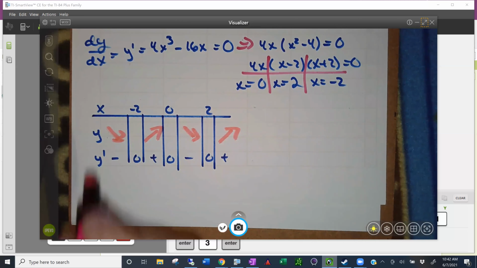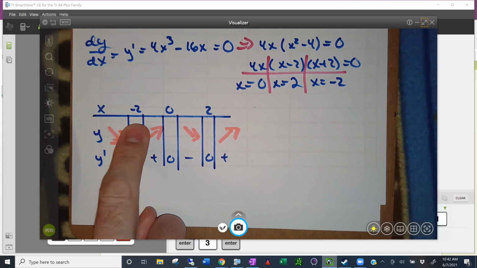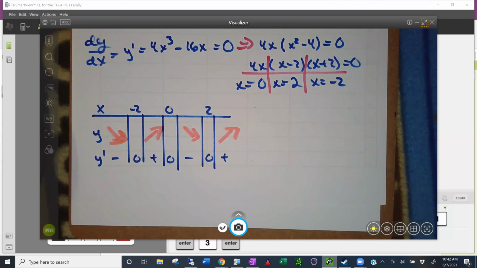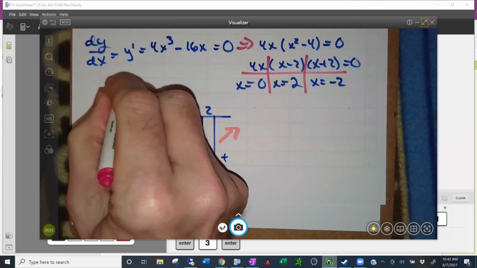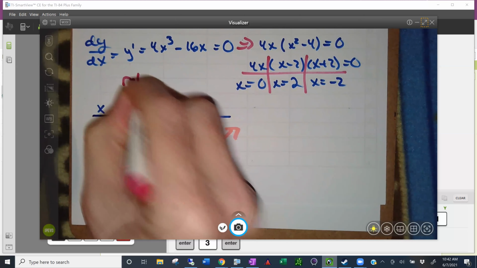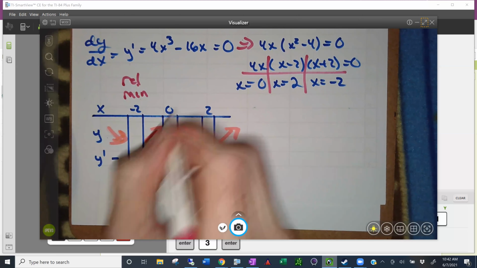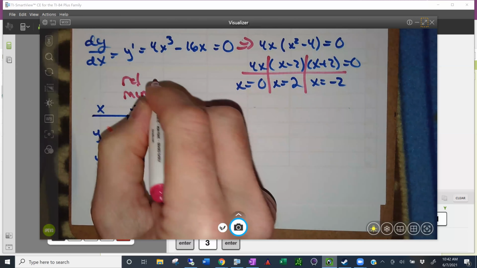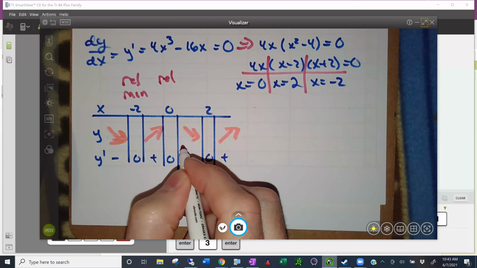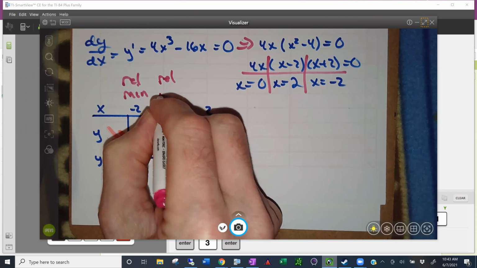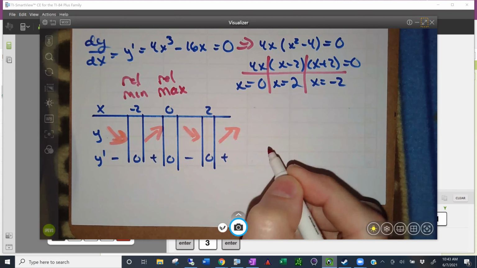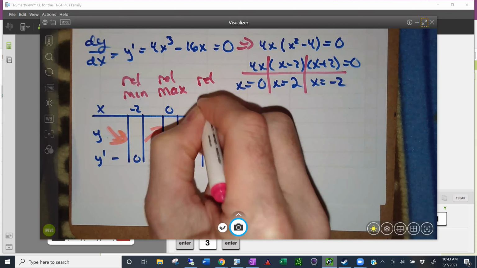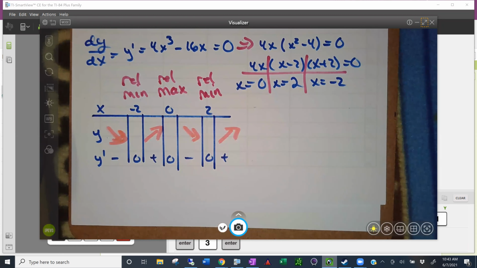Someone else tell me what kind of a point -2 has to be. Relative min. Yeah, relative min. Because the function is going down and then starts going up. So it has to be a relative min. And then 0 has to be what? Relative max. Thank you, AC. And finally, a relative min. Okay, looking good so far.